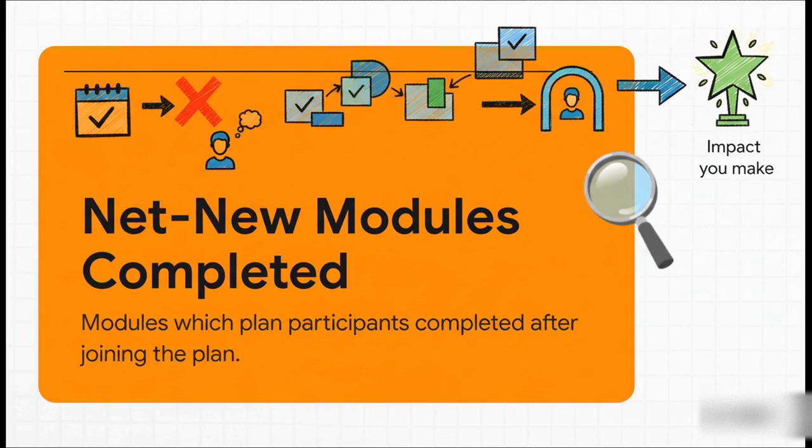And for the skiller path, that key metric is net new modules. Here's the critical part. It only counts the modules that people finish after they join your specific learning plan. Whatever they did before doesn't matter. This way, it's a super direct measure of the impact that you are having.